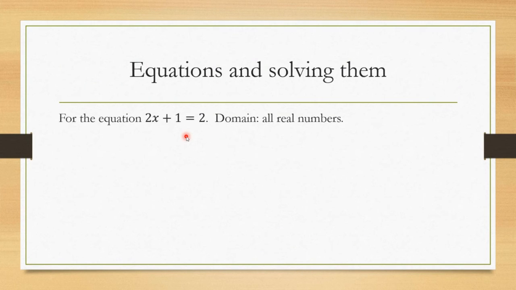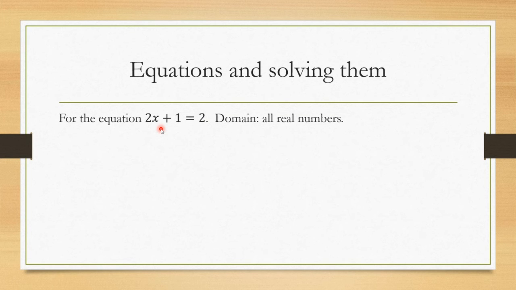So let's look at this equation: 2x plus 1 equals 2. It should be easy to see that the domain is everything, right? The right-hand side is defined no matter what x is. The left side here, 2x plus 1, is defined for every x, no matter what x is. 2x plus 1 is going to make sense. So the domain is all real numbers.